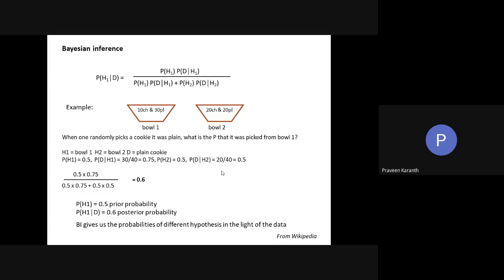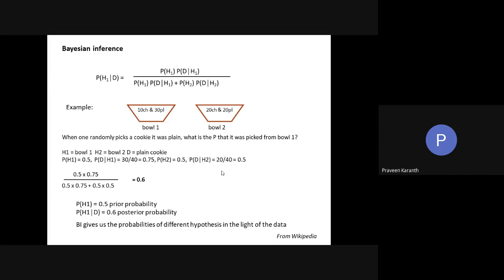If you already have the information that bowl 1 has more plain cookies, and you are asked which bowl you picked it from, your prior probability will be 0.5. You'll be like, oh, I don't know, it could be bowl 1 or bowl 2. But given that bowl 1 has more plain cookies, you will probably say that maybe it is bowl 1, because you are more likely to pick a plain cookie from bowl 1, right?